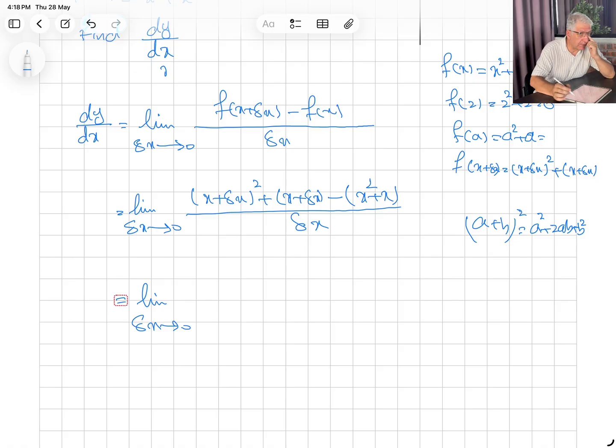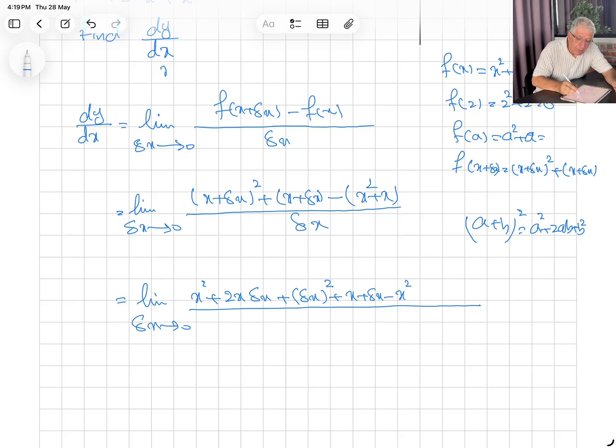So same thing will happen here. I am going to have x squared plus 2x delta x plus delta x squared, and then I have x plus delta x. Here, always don't forget to put a bracket. Otherwise, you will forget this negative is for both of them. Then you are getting confused during solving the equations. See, here this negative is for both of them. Therefore, it's minus x squared minus x. This is one of the main mistakes you people are doing.